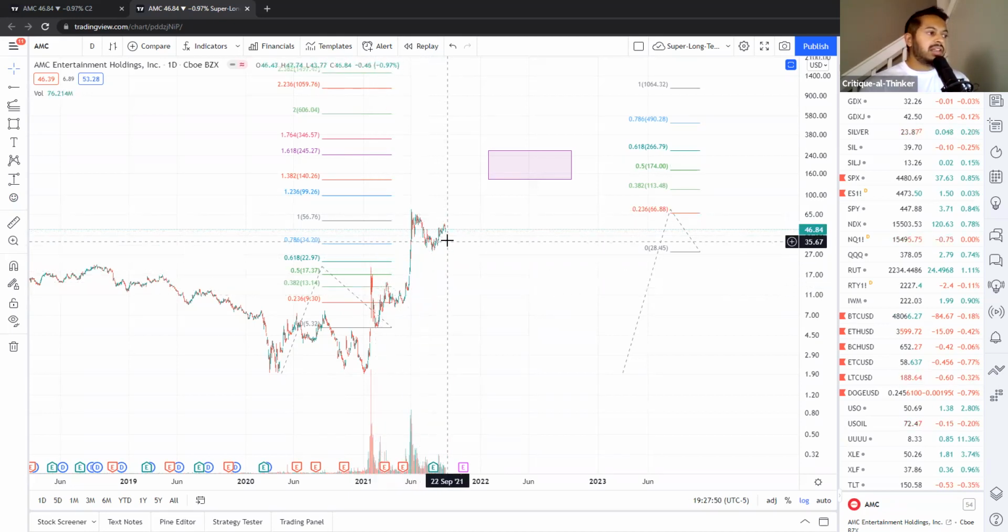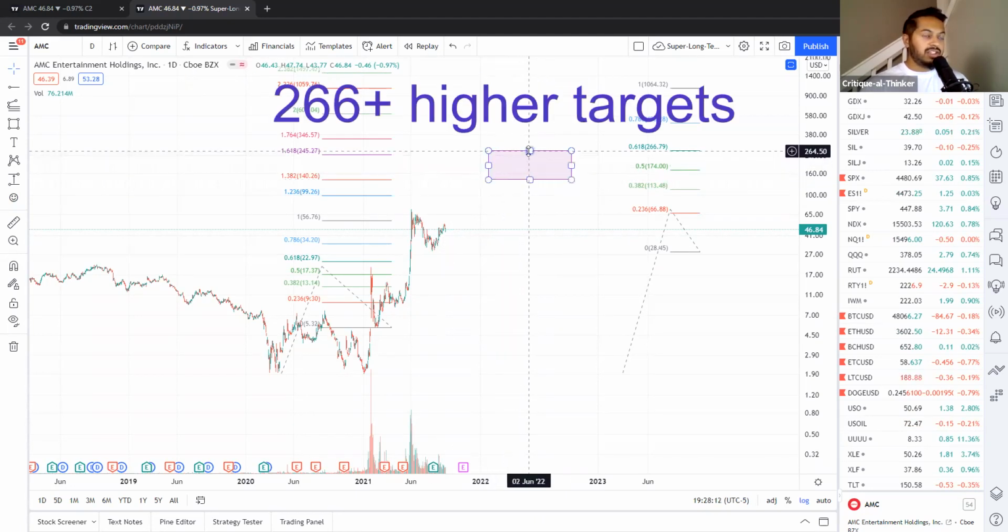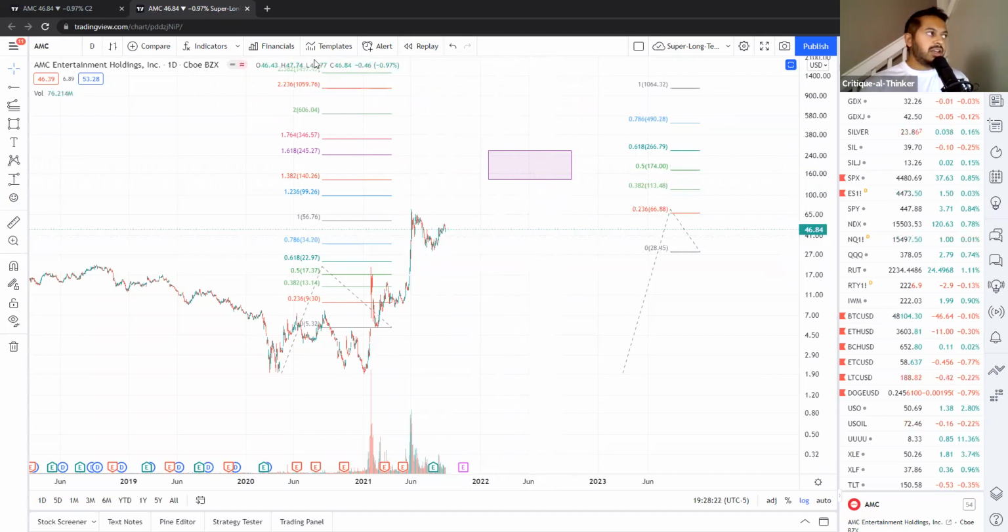So I didn't put the markings here. But the point is that whether this is actually the wave three or this is a subwave three of a larger wave three, this purple box represents a very likely target zone for this rally. And this could happen really quickly and explosively. Again, anywhere from the 113 to the 140 range. And we have upper targets here of 266 plus. So lots of opportunity here in the logarithmic picture for an explosive rally.